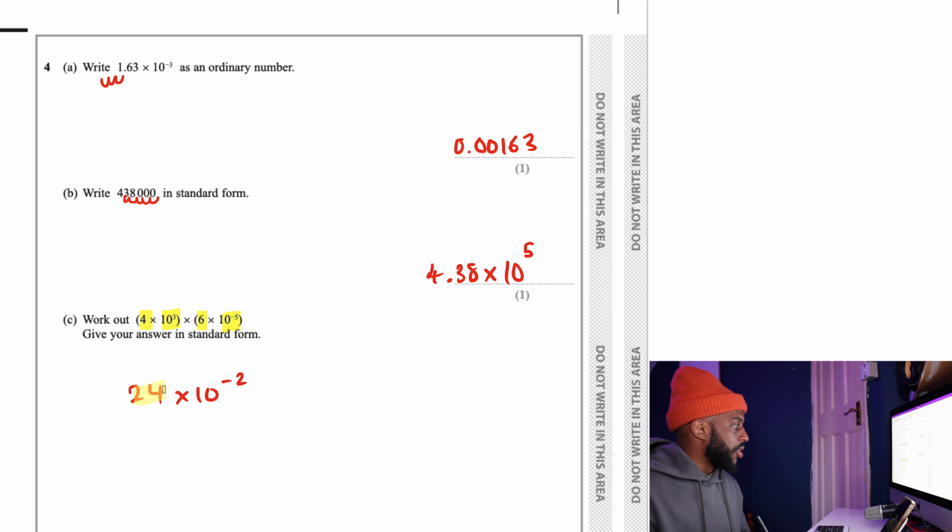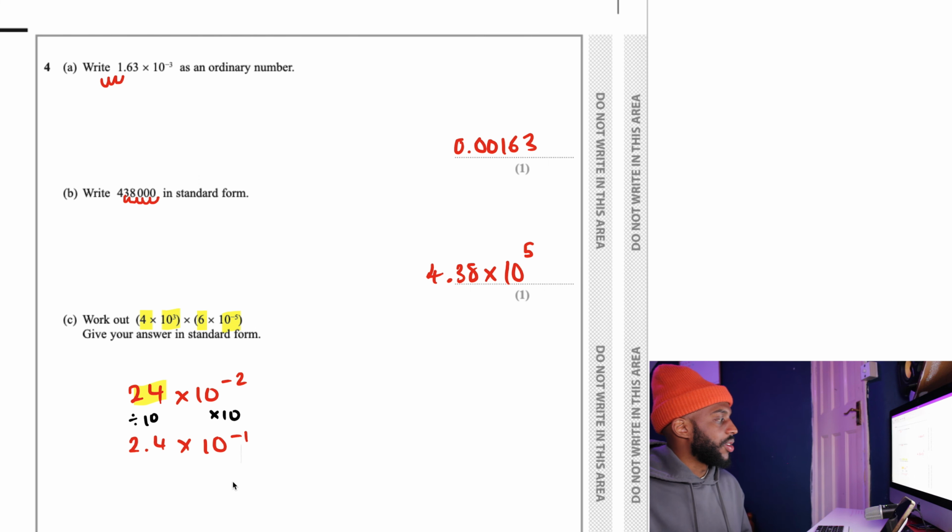If you look here, we've got a 24. So that means it's not quite in standard form. As I said at the beginning, it needs to be in between 1 and 10. So we make that 2.4. And we do that by dividing this side by 10. Which means we need to times this side by 10 to keep the number the same. So we end up adding an index to this one, making it 10 to the minus 1, and that's our final answer.